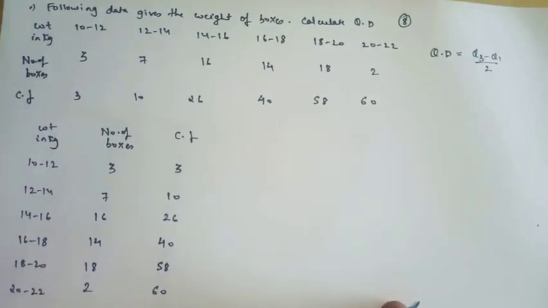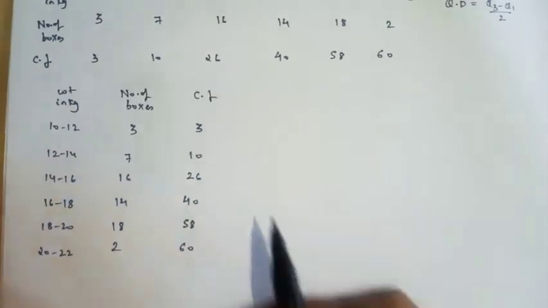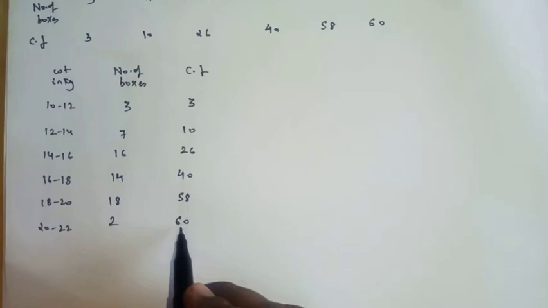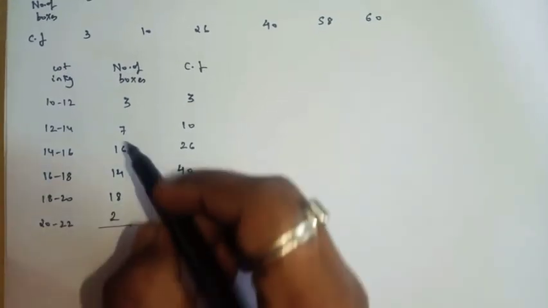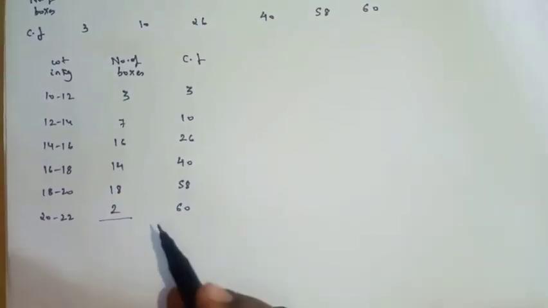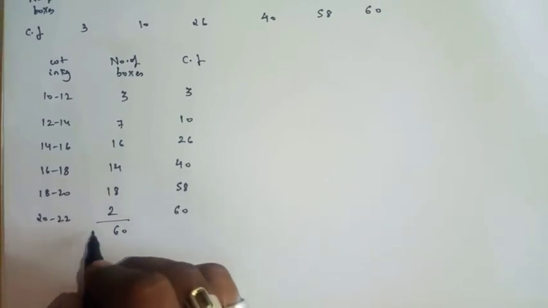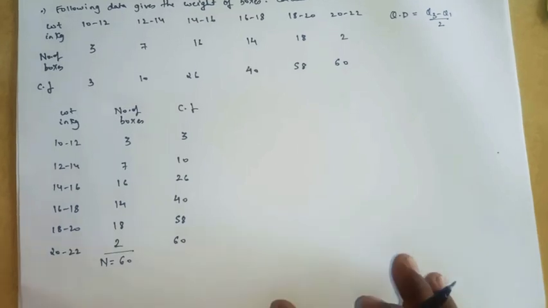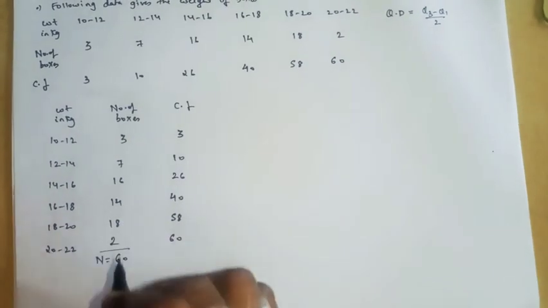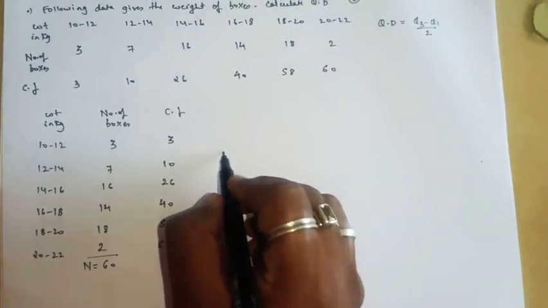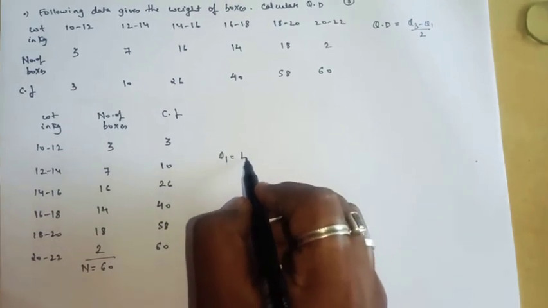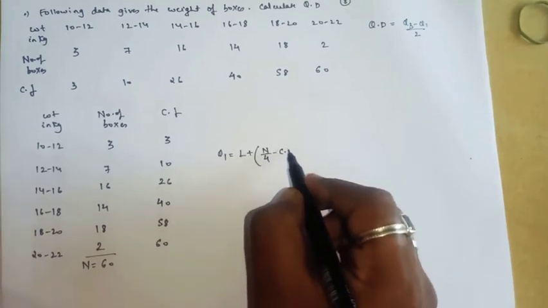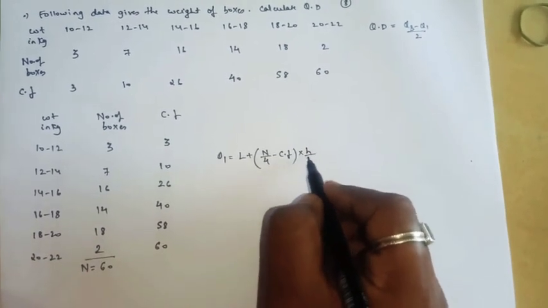For this sum there is no need to find the cumulative frequency, already it is given in the question. Suppose it is 60, so when you calculate the second column you will also get 60 only. This is known as the total frequency. After this, first we'll write the formula of Q1. So the Q1 formula is L plus N upon 4 minus CF into H upon F.